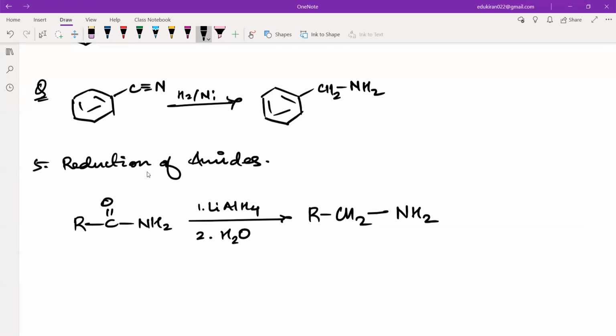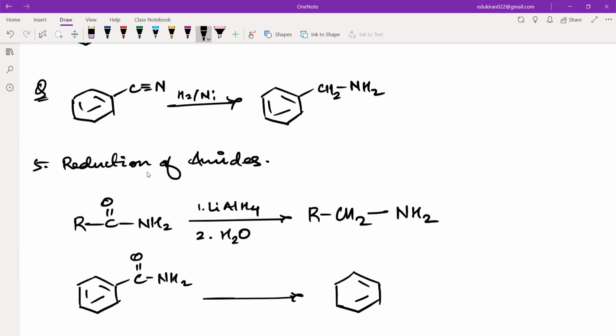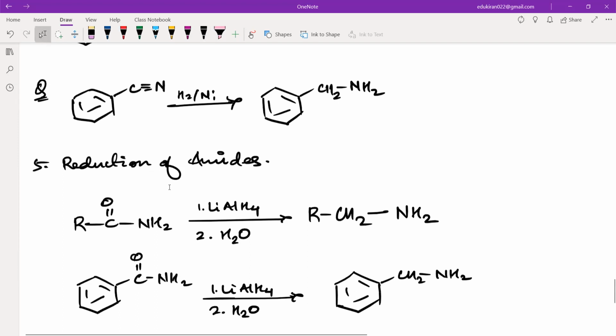Yes, sir. Okay, so this type of question was asked previously. What is the reagent that will be used, and you have to prepare CH2NH2? In this, LiAlH4 first, and second is H2O. These 2 reagents are used. Is this clear? Yes or no? Yes, sir.